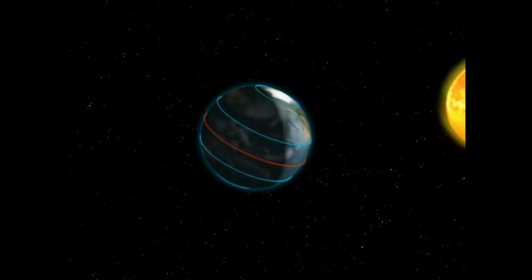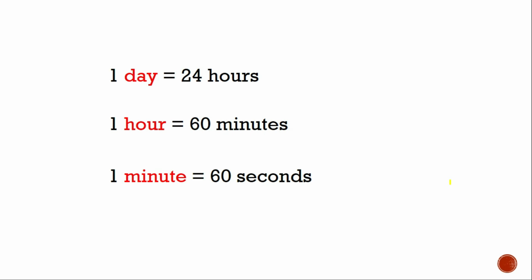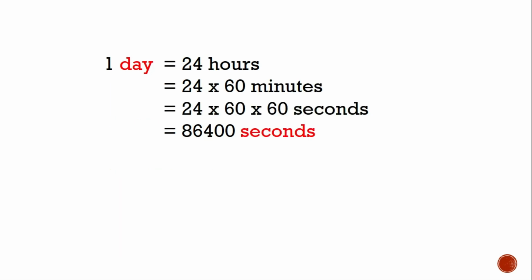1 day has been taken as the duration the Earth takes to complete one rotation around its axis. 1 day is again divided into 24 equal parts called an hour. 1 hour is divided into 60 equal parts called a minute, and 1 minute is divided into 60 equal parts called a second. And this second here has been taken as the SI unit for measuring time. So basically we can derive one solar day as a duration of 86,400 seconds like this.